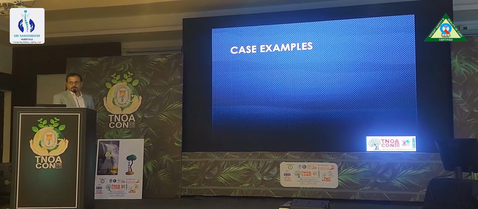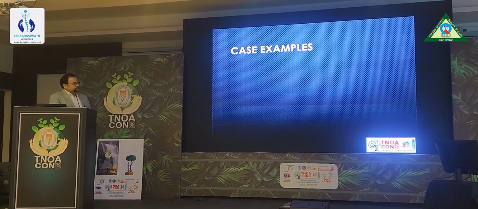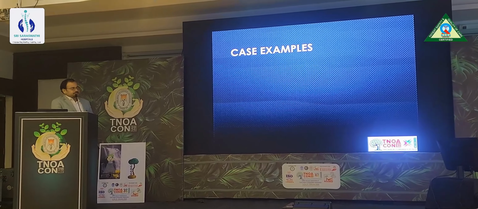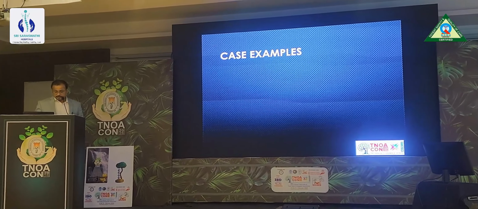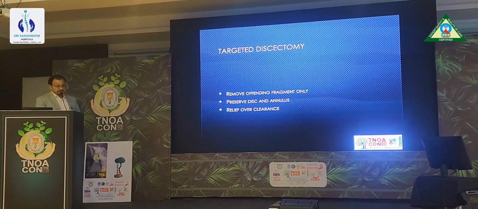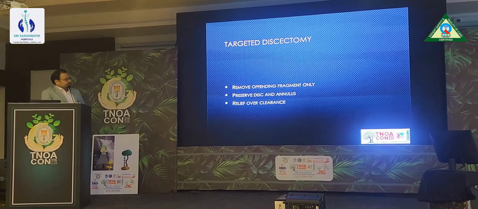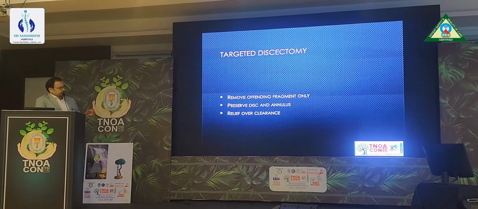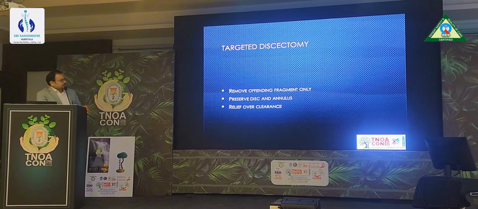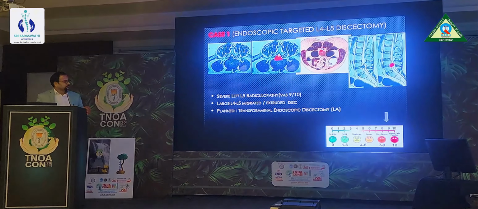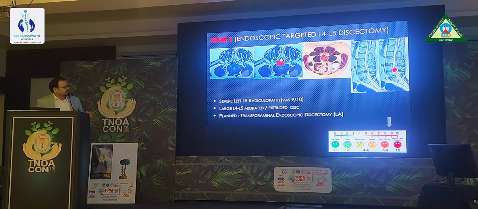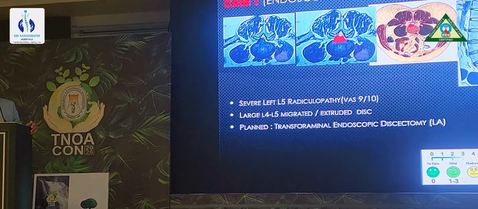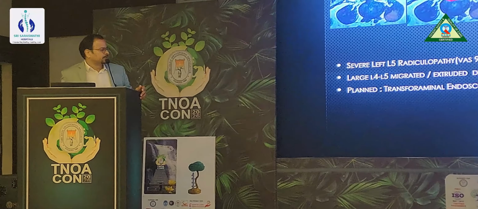I would like to show a few representative cases demonstrating the philosophy of transforaminal endoscopic spine surgery. So this is a case of targeted discectomy, where we preserve the posterior annular structures and remove only the offending fragments, that is targeted fragmentectomy. So this is a case of severe L5 radiculopathy on the left side with a VAS score of 9/10 with a large migrated extruded disc.